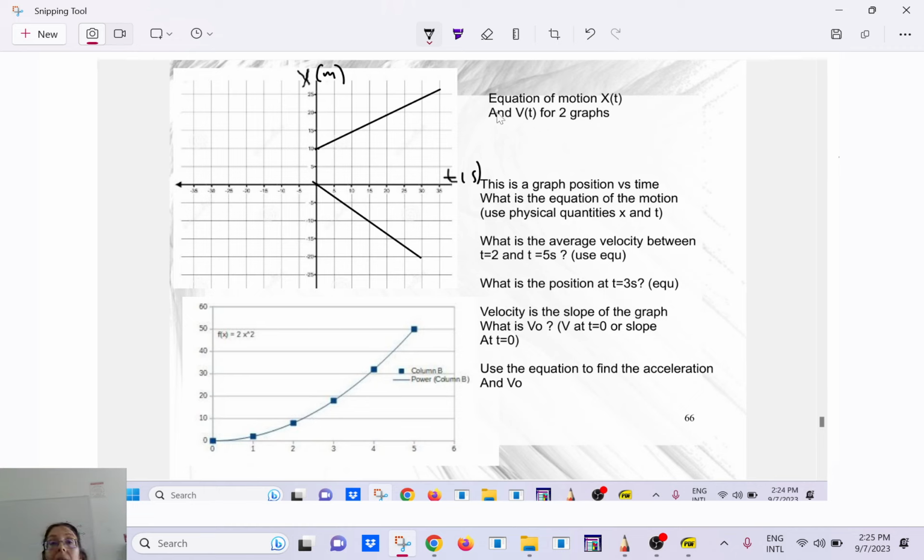What about here? Is it moving at a constant velocity or is it speeding up? Speeding up, because you have a parabola. A parabola means either it's speeding up or slowing down. So what's the equation? x equals 2t squared. Okay, because this is supposed to be t and this is supposed to be the position. So can you find the acceleration?